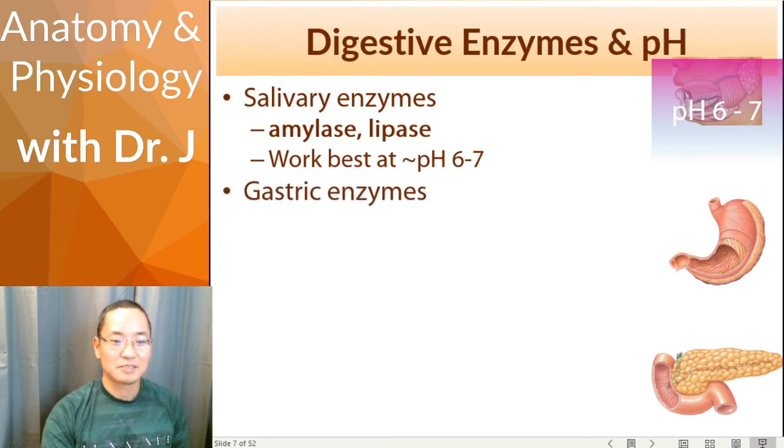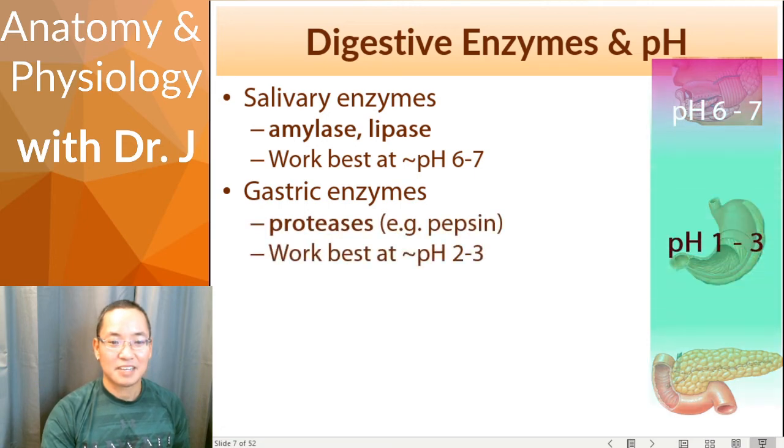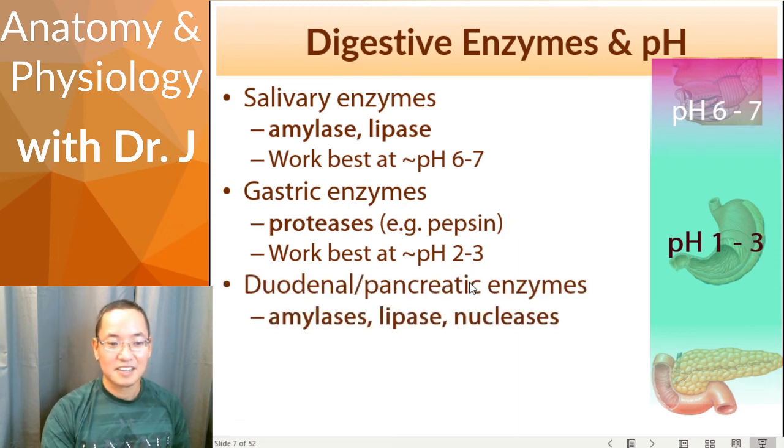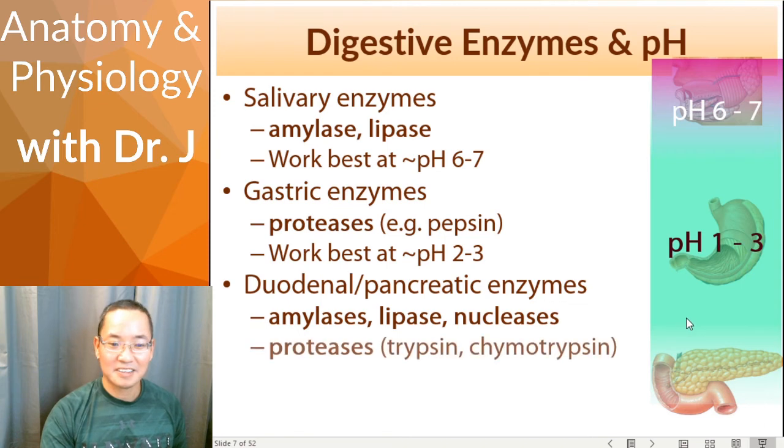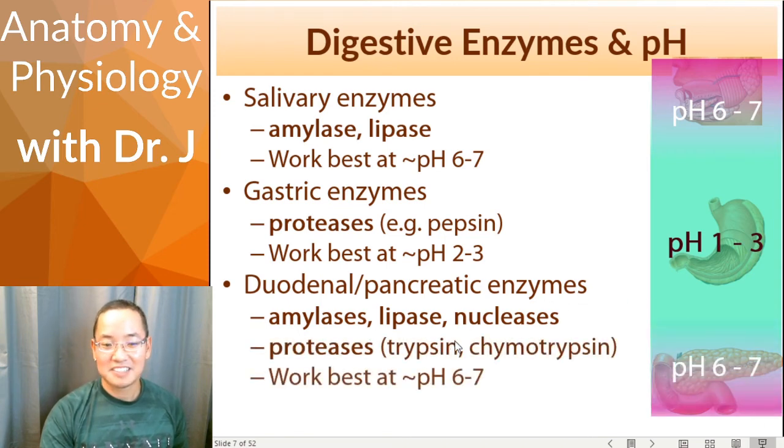So you have these amylases and lipases, but what about gastric enzymes? Remember, your gastric acid is very acidic, so proteases like pepsin work at very acidic pHs. And same with duodenal and pancreatic enzymes. Remember, stomach acid is very acidic, but you have a lot of base and bicarbonate here to neutralize that acid. So you have amylases, lipases, and nucleases, and these work best at that slightly basic pH. It's not completely basic, but compared to your stomach, your mouth and oral cavity and your duodenum and intestines are relatively basic.